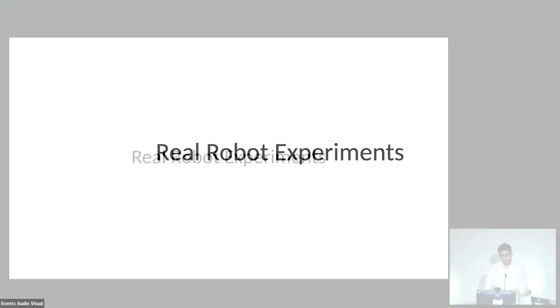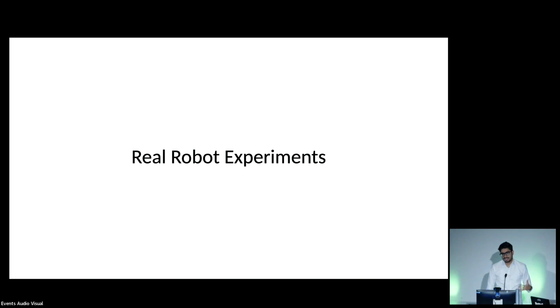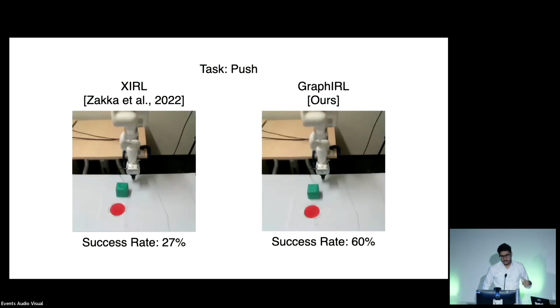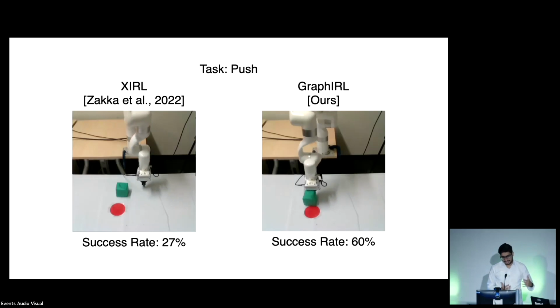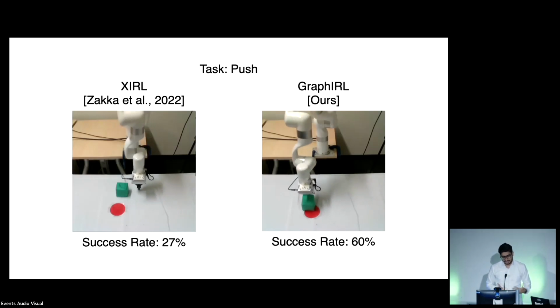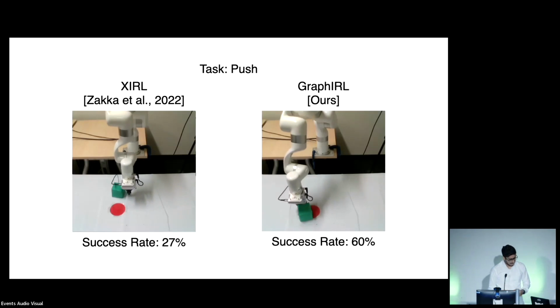Now I'll go over the real robot experiments. We conduct real robot experiments with push, reach, and peg in box. Here, you can see the state-of-the-art vision-based method, CrossIRL on the left, and on the right, you can see our approach, GraphIRL. And at the bottom, you can see the success rate, which is the average success rate on our real-world trials. Here as well, just as in simulation, GraphIRL substantially outperforms CrossIRL.